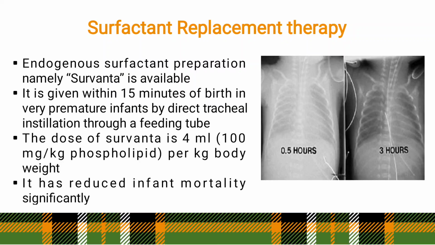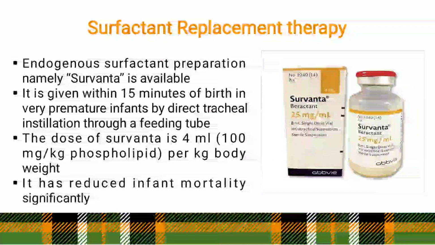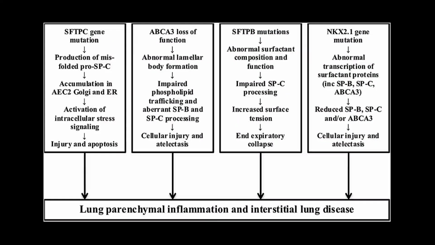So you can see it has reduced infant mortality significantly. After 3 hours you can see how much air has entered into the lung. So this is Survanta, and it contains 25 milligram per ml. So 4 ml means it is 100 milligram per kg of phospholipid.